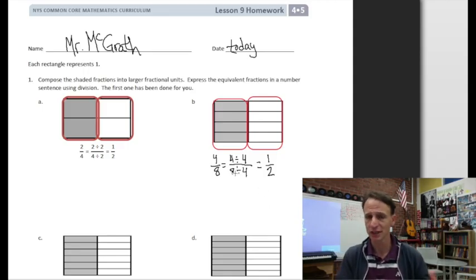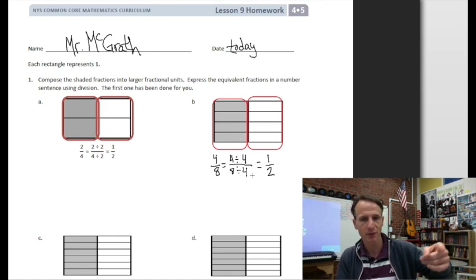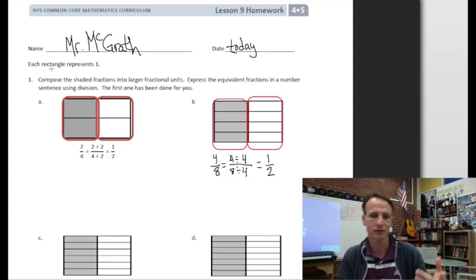We're changing the form, but not the value of the 4/8. It's the same amount of cake here. We're just cutting it, or not cutting it, differently. 4 divided by 4 is 1. 8 divided by 4 is 2. So 4/8 equals 1/2. All right, great.